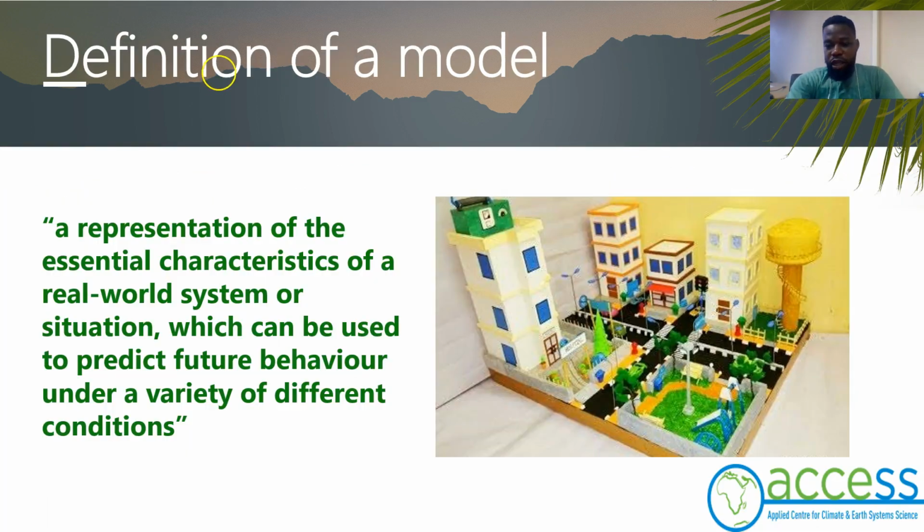From the short video, I think we all get to understand what a model is, how it replicates what is real, and how it can be different from the real world system as we model it. Then for us to define what a model is, I've taken this definition to guide this lecture, which says a model is a representation of the essential characteristics of a real world system or a situation which can be used to predict future behavior under a variety of different conditions.